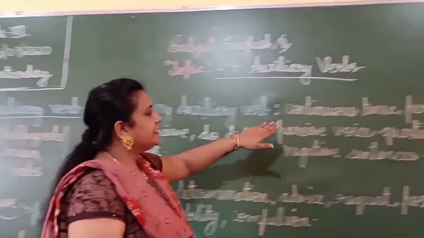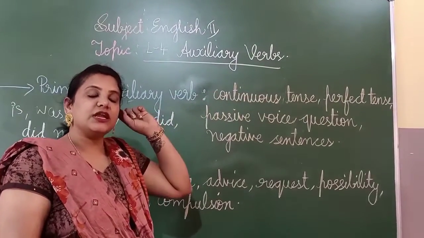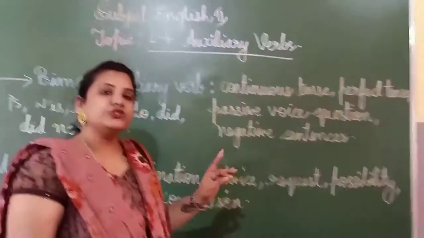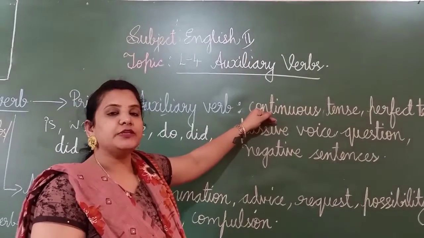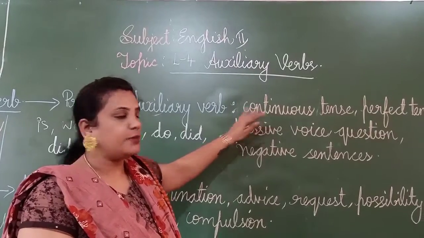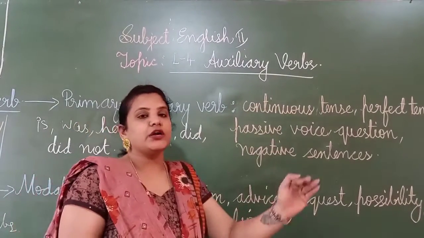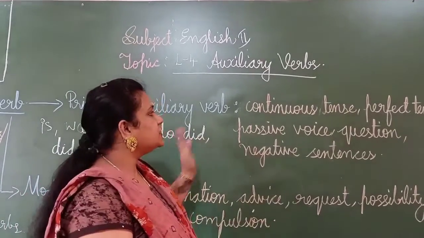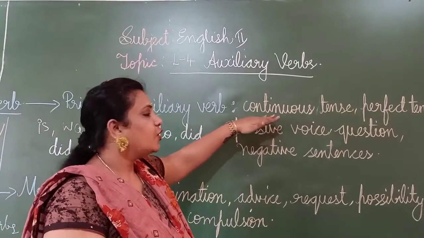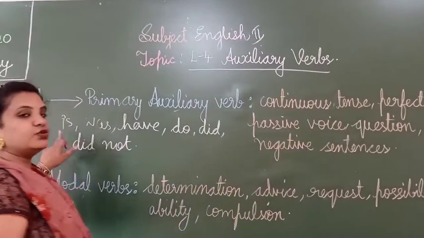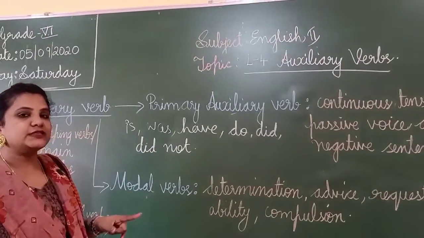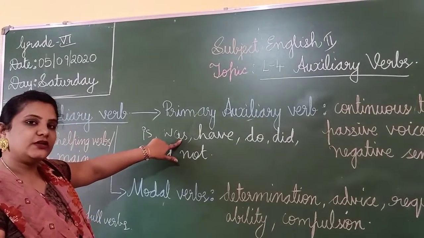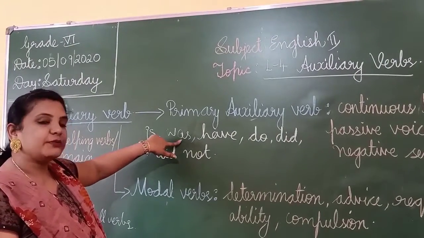For continuous tense, what is continuous tense, children? The ING form of your verb, right? Be it present, past or future, the continuous tense is always the ING form of your verb. You would say is walking, was running, correct? We use is walking, was walking. So these are the primary auxiliary verbs.